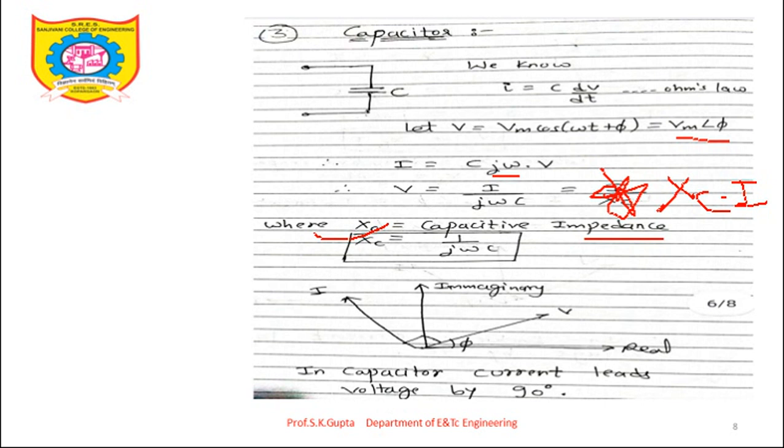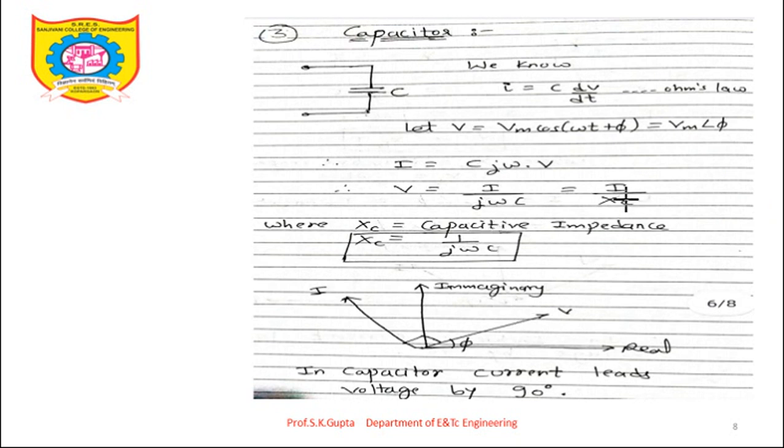Now let's find out the phase angle. As you can see, voltage has a phase angle phi. V equal to Vm cos(omega t plus phi) equals Vm angle phi. So I have plotted voltage with phase angle phi. Now what is the current angle?